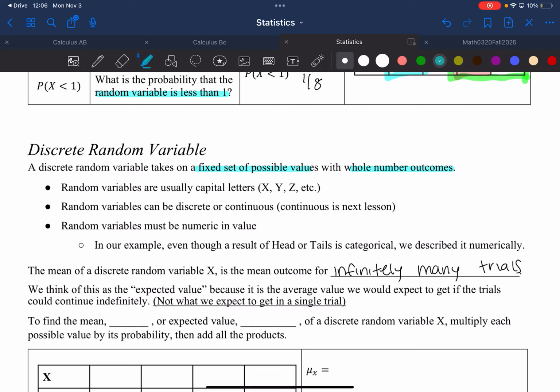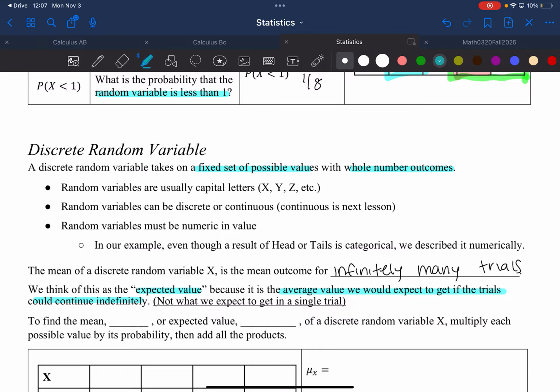We think of this as the expected value because it's the average value we would expect to get if the trials could continue indefinitely. Do not confuse this with what we expect to get in a single trial. So if we were to all do the coin toss experiment in class right now and calculate the mean from that, that would only be what we would expect from a single trial because we did it one time with the 20 plus students in this class.